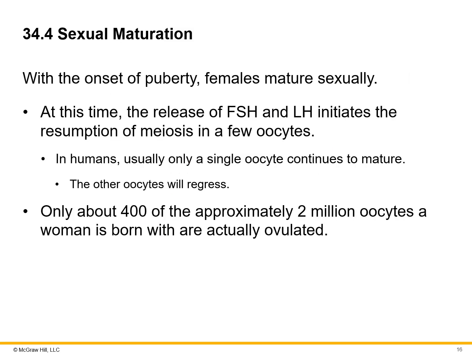All right, so during the onset of puberty, females are going to start to mature sexually, and really what that means is that there's the first release of follicle stimulating hormone and luteinizing hormone that initiates the resumption of meiosis in a few oocytes. Again, not all of them, but some are triggered to finish going through meiosis. In humans, only a single oocyte continues to mature, and the others just regress. Only about 400 of those 2 million will actually ever be ovulated.